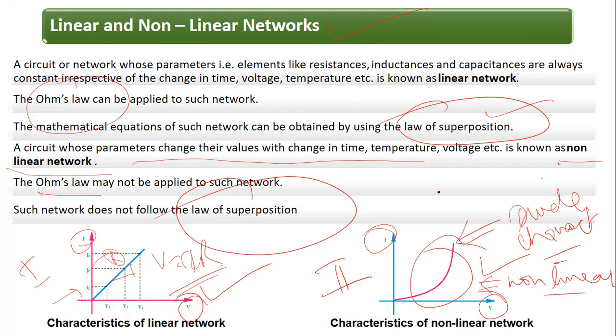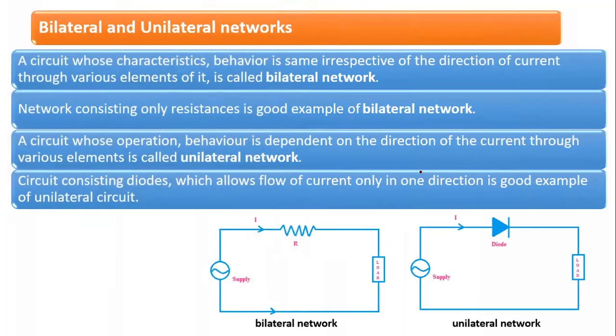So it is a non-linear behavior. Because it is a non-linear behavior, we call such a network a non-linear network, right? Now let us come to the next slide. Let us come to the bilateral and unilateral networks.